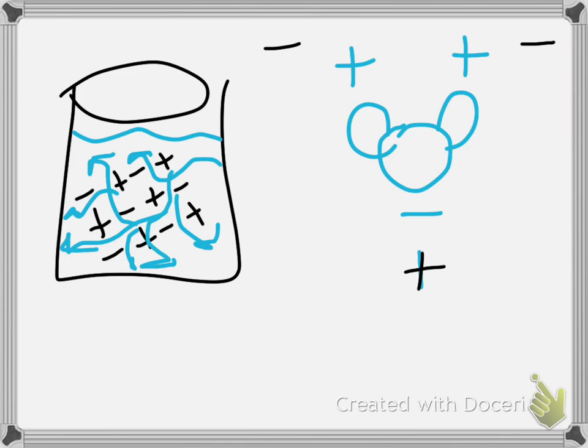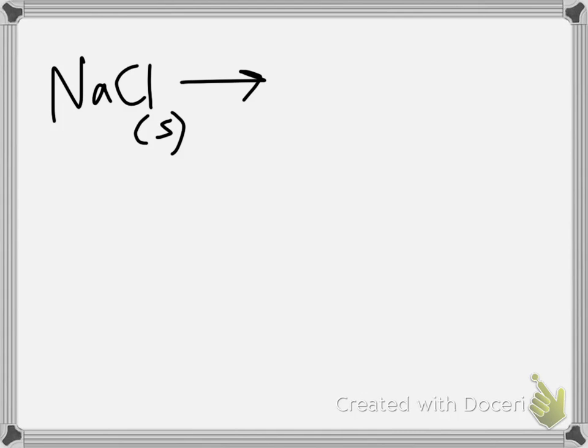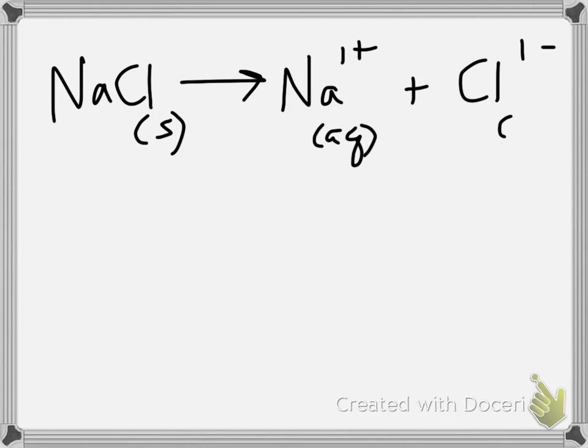So when we write that equation to show the dissociation of an ionic compound, I should be careful. It's an equation, but it's not a chemical equation. We're not talking about a reaction happening. There is no reaction happening here. No new chemicals are being formed. No new partnerships are being formed. We're just breaking apart an ionic compound. So we have solid NaCl, and if we put that in water, what do we get out of it? Well, we get Na+ ions in aqueous solution, and we get Cl- ions in aqueous solution.